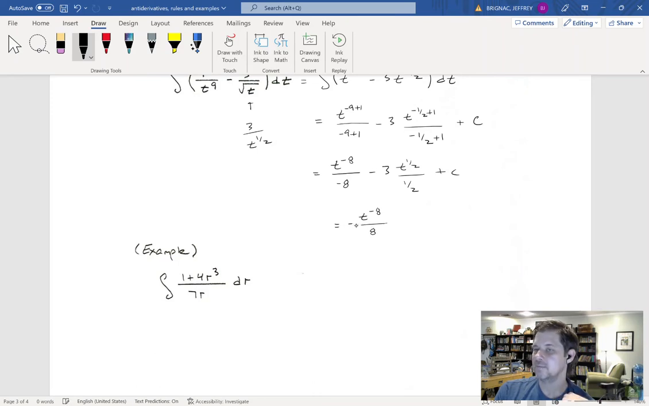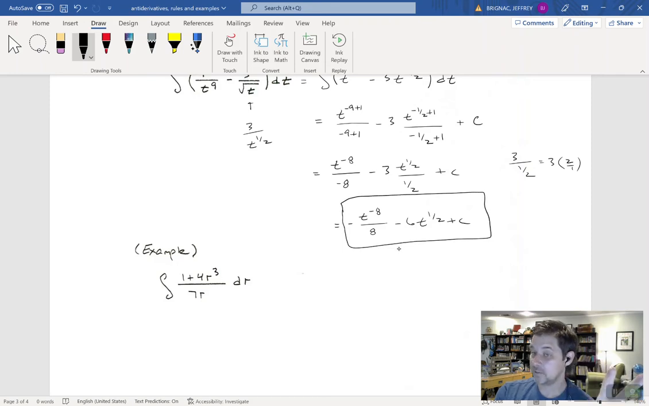So that term's negative. Over here, I have a 3 divided by 1/2. I'm dividing by 1 over 2. And what do we say about when you divide by a fraction? You multiply by the reciprocal. So if I have a 3 over a 1/2, which is what I have here, then that's going to be 3 times 2 over 1. It's going to be 3 times 2, so it's just going to be 6. So minus 6t to the 1/2 plus c. All right, so there's our answer.